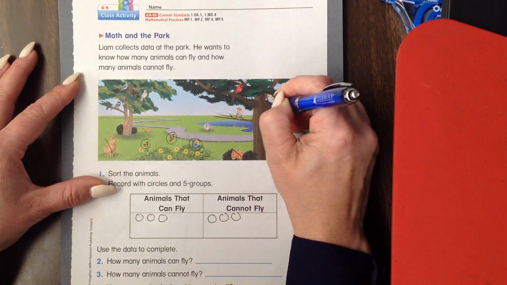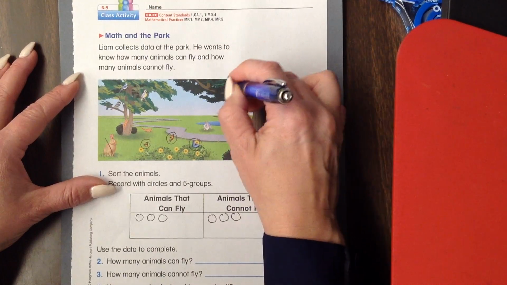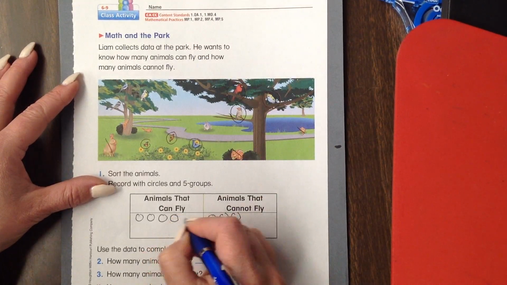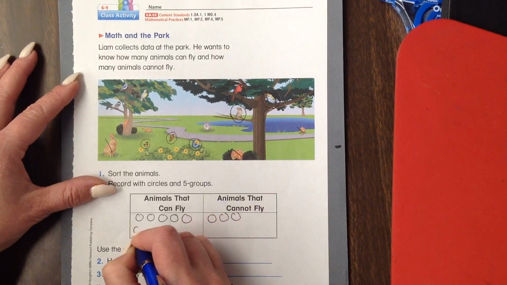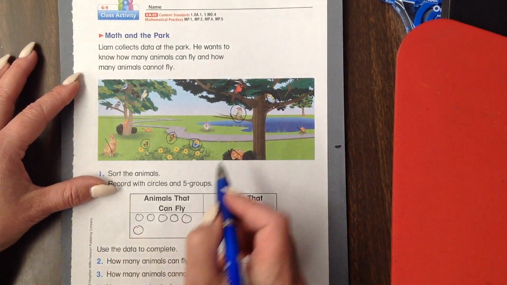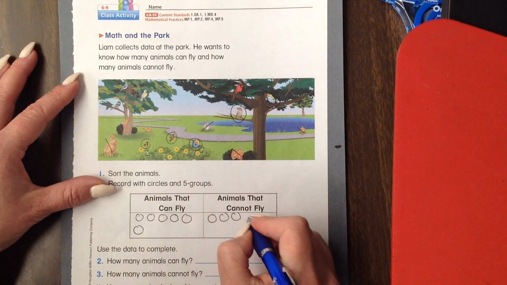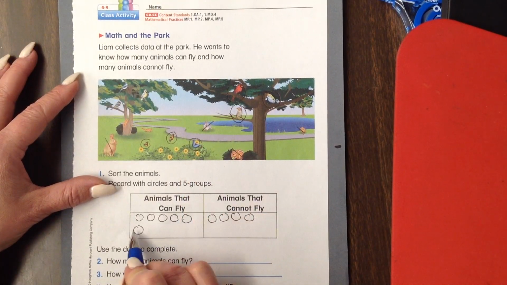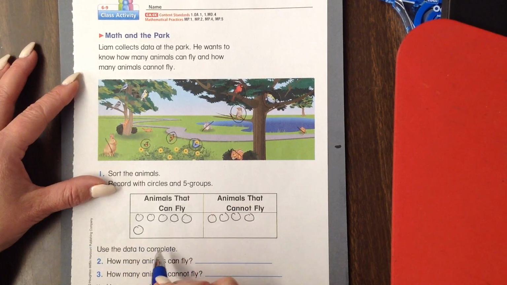I see, this one's kind of hiding, a bird. 1, 2, 3 birds that can fly. Okay, I have another bunny that cannot fly. Notice how I went up to 5 here and then I went down. Okay, we're doing like our 5 groups. It'll be easier for us to count at the end.